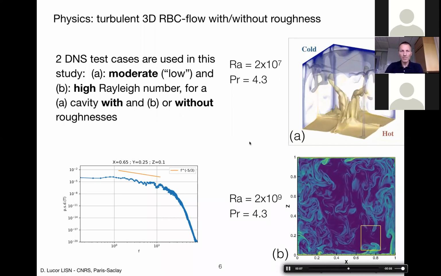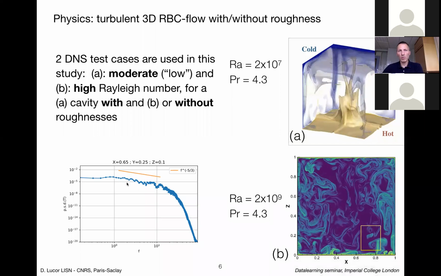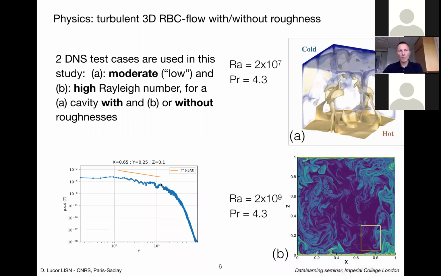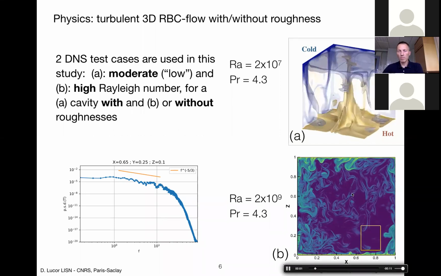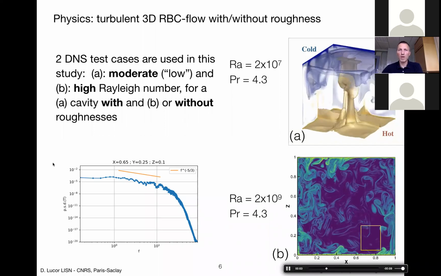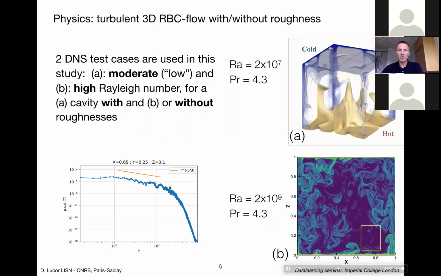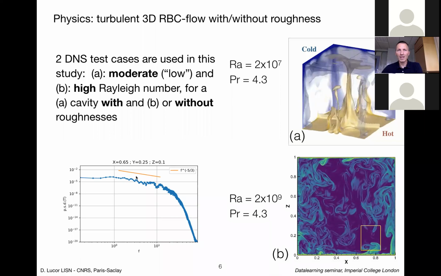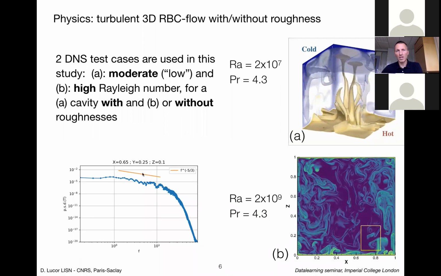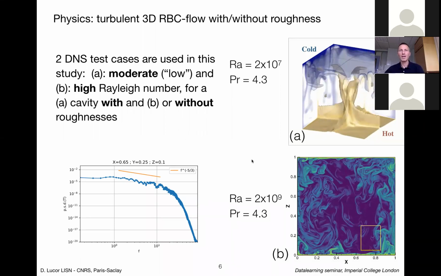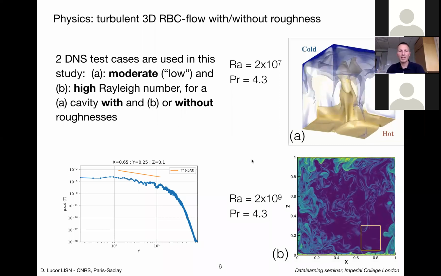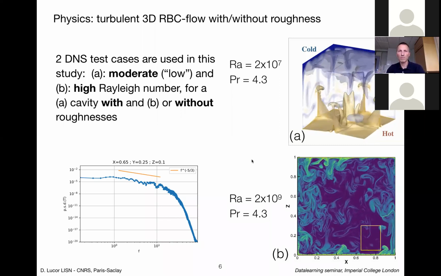And of course, if you monitor the spectrum, for example, of the temperature or the velocity somewhere in the domain, you get this turbulence kinetic energy spectrum decreasing with the growth. The spectrum shows that it is indeed a turbulent flow.